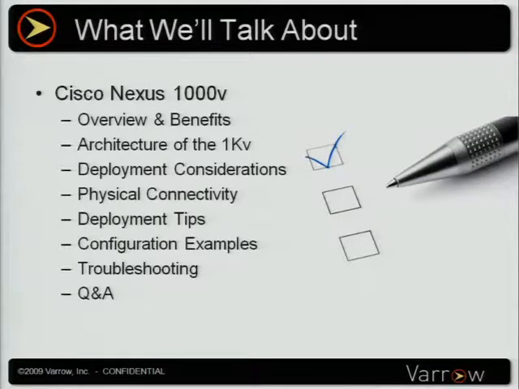So we're going to start off with overview and benefits. I'll run through these fairly quickly. Then we go into the architecture, what makes up the 1000V, some deployment considerations. Then we'll talk about physical connectivity. This is an area that people run into trouble. There's a lot of options here, and sometimes too many options is a bad thing. So we'll talk about how you do that and how you configure that. Then some deployment tips, really things that I've hit in the field that you need to watch out for before you do it. Some configuration examples.